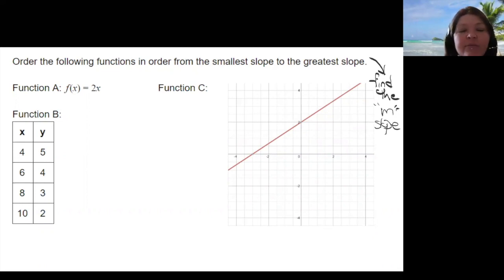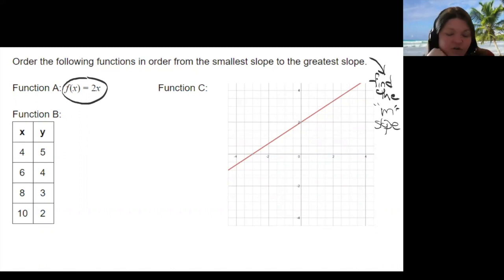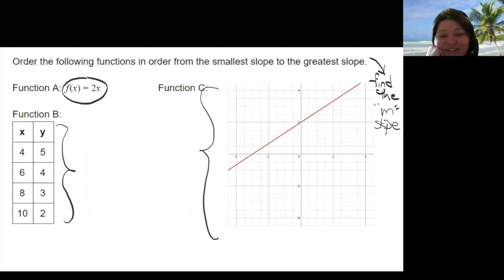And once again, they're being a brat to me. They gave me different ways of looking at functions. Here's an equation. Here's a table of points. Here's a graph. In order to order the slopes, you have to be able to find the slope from an equation, from a table, and from a graph. Rude. So let's get started. There's so many skills going on in this problem. It is like the culmination of everything we do in slope.